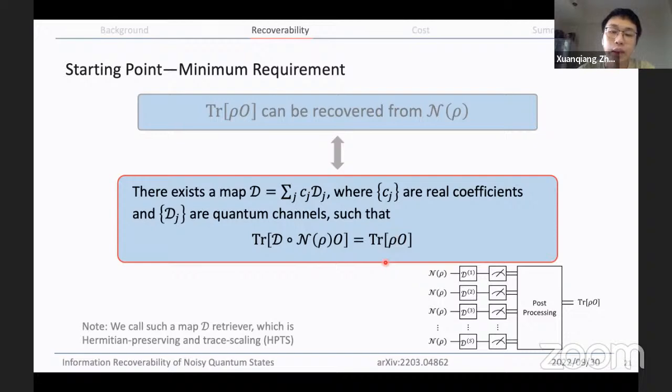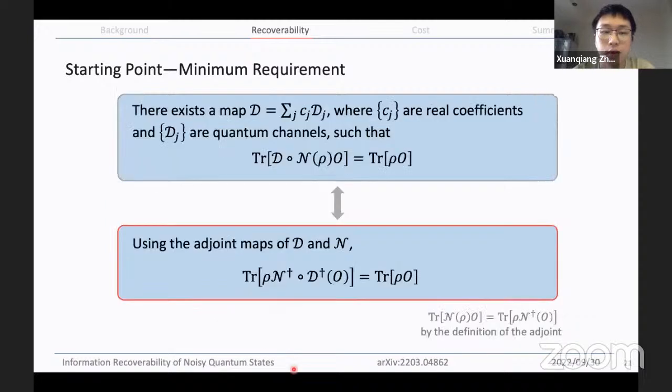We call the map D a retriever because it retrieves the shadow information we want. It is described by a Hermitian preserving and trace scaling map. By trace scaling, we mean that this map scales the trace of the input operator. Okay, so if we use the adjoint maps of the map D and the channel N, we can rewrite this equation into the form shown below.